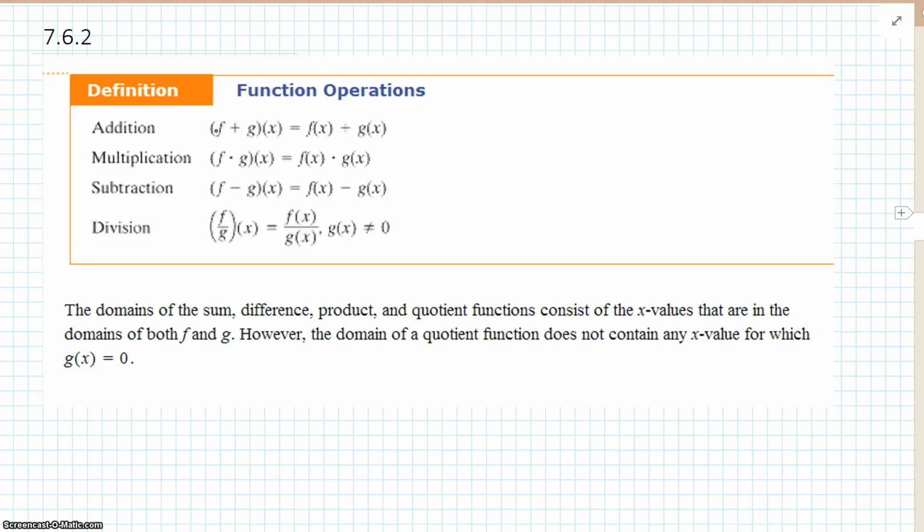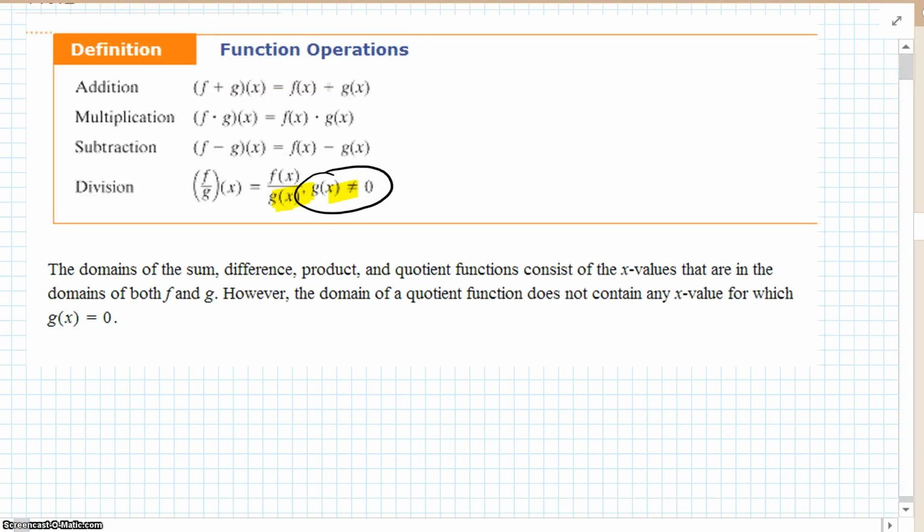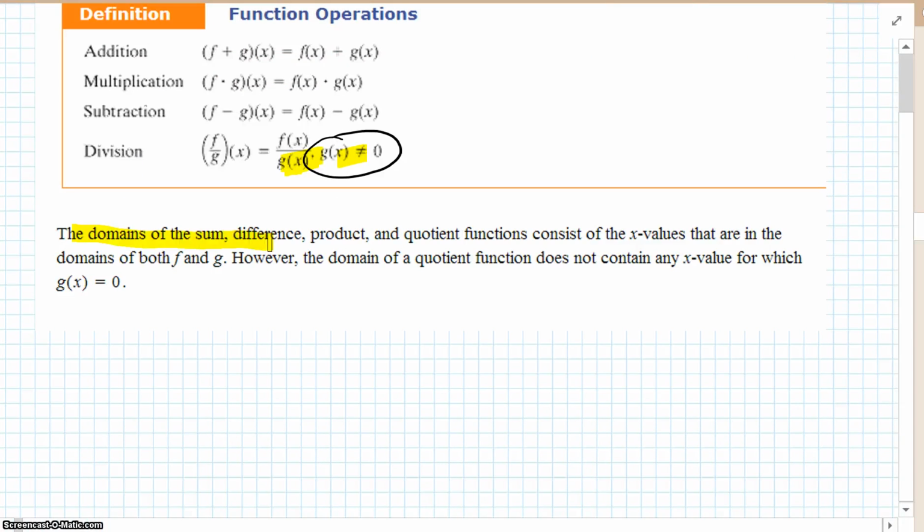Okay, so if I have two functions and I add them together, it's the same thing as saying f of x plus g of x. If I multiply two functions, it's f of x times g of x. If I subtract, it's f of x minus g of x, and I can divide. However, as we know, the denominator can never be 0. The domain of sums, differences, and products consists of the x values that are in the domain of both f and g. However, the domain of a quotient function does not contain any x values where g of x is 0.